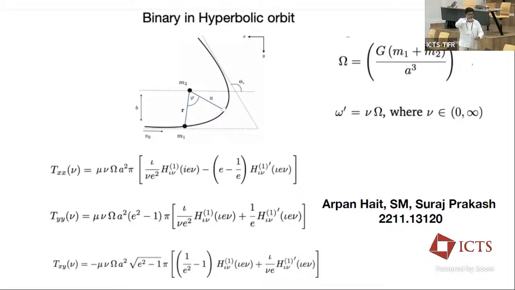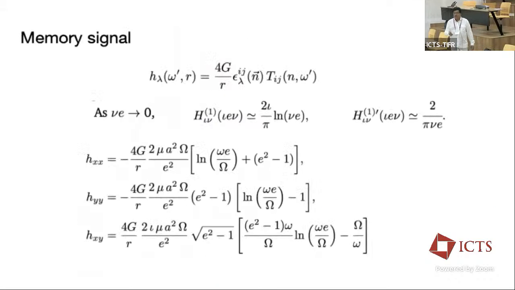That's what creates a memory signal: asymptotically, space becomes different in the past and the future. So we have a binary orbit and we calculate the T mu nu. Now instead of Bessel functions, you have these Hankel functions. This was done by Arpan Haidt, who's sitting here, and Suraj Prakash. Then we take that signal and take the zero frequency limit of these functions. What we notice is that we get a 1 by omega term and we get these log terms.